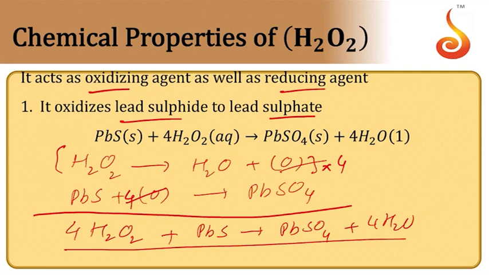So it oxidizes black lead sulfide to white lead sulfate. This can be used to revive the color of old oil paintings also. So actually H2O2 can act as both oxidizing as well as reducing agent. Here it is oxidizing lead sulfide to lead sulfate.